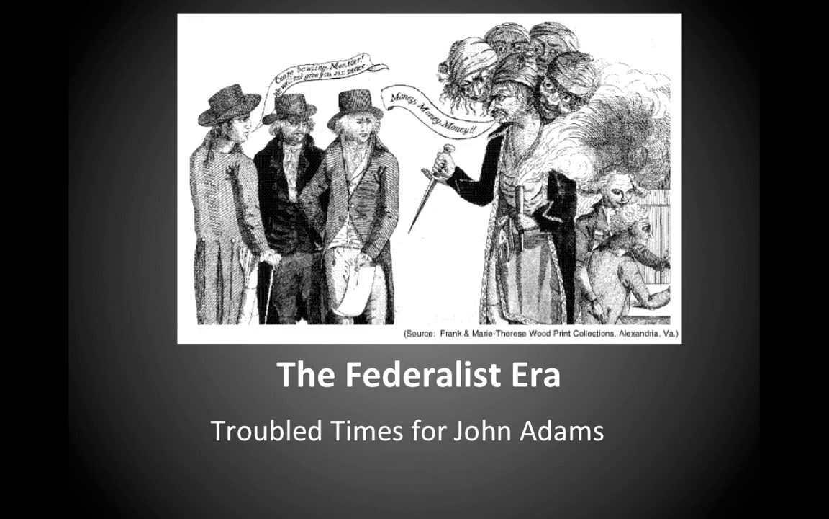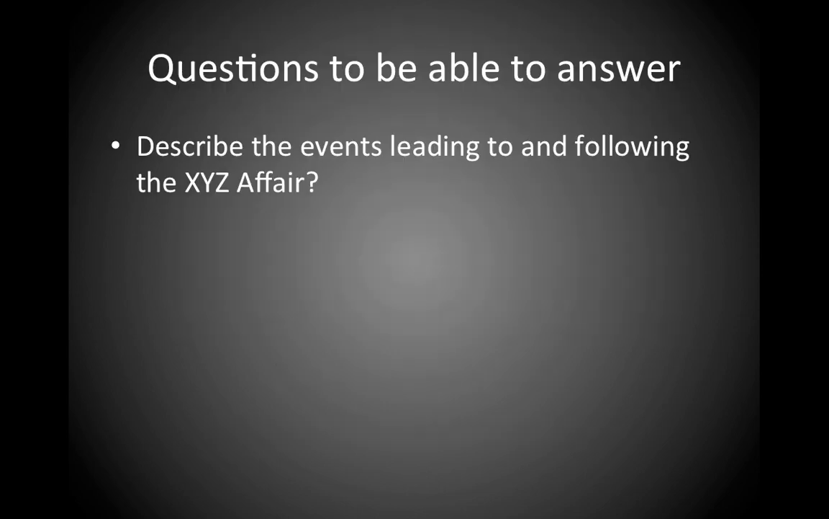Chapter 10-4 of the Federalist Era, we're going to take a look at John Adams' presidency. And the title is Troubled Times for John Adams. We're going to see some difficulties during his presidency. First of all, the XYZ affair.